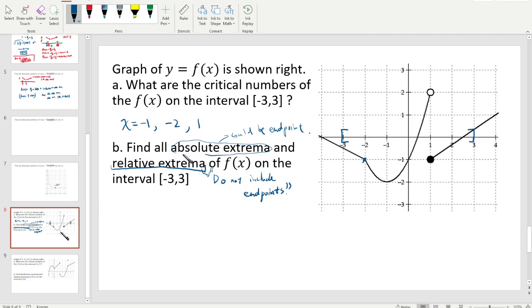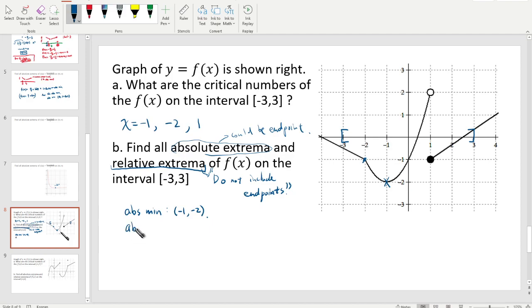Okay, so I guess this is easier. If you have the graph, finding absolute extrema is pretty easy. What's the lowest point? Right here, right? So this point right here is the absolute minimum. So the absolute minimum is at -1, -2. That's the point, (-1, -2).